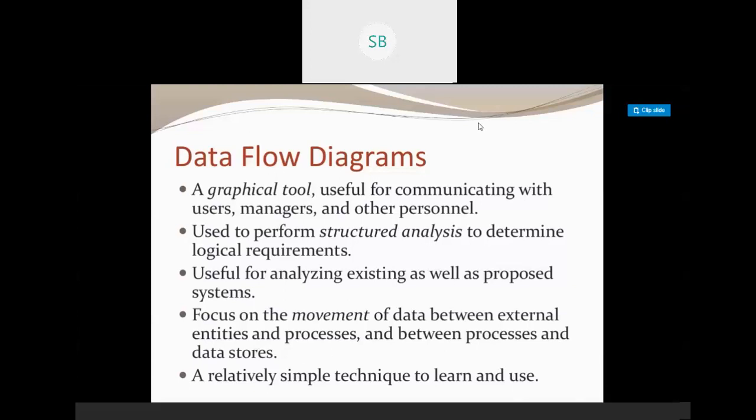What are the requirements? These are not the physical but the logical requirements. Basically, it is used for analyzing the existing as well as the proposed system. Now it will focus mainly on the movement of data between external entities. The external entities, I hope you are clear in the ER diagram.